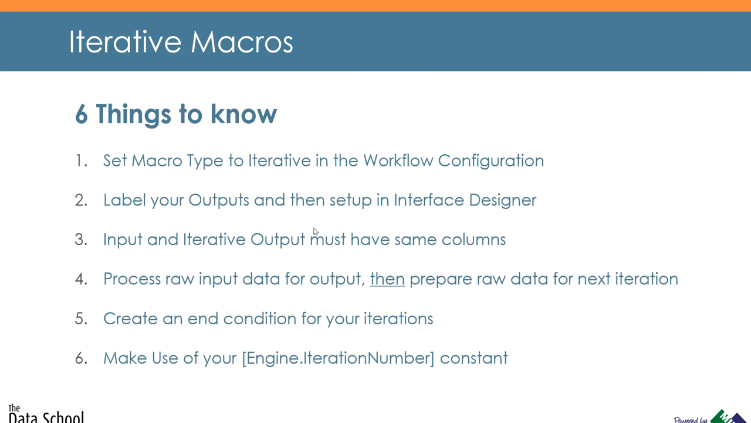So we're just going to reiterate what we've told you today. Very important to make sure that Alteryx knows it's an iterative macro in our workflow configuration. Don't forget to label your outputs, making it very easy to tell Alteryx in your interface designer which one of your outputs is going to be the iterative one. Be sure to keep an eye on that what goes in must come out rule and the same column names.